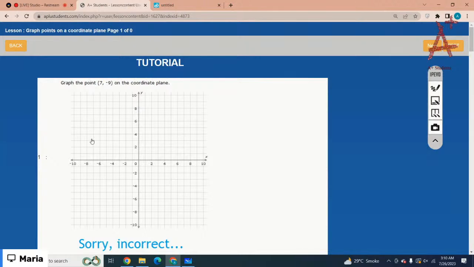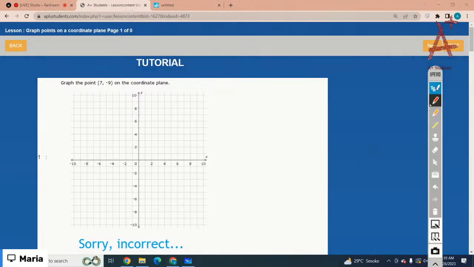Okay, graph the point 7, negative 9 on the coordinate plane. So how do we plot a point on the coordinate plane? The coordinate plane consists of the x-axis and the y-axis. The horizontal axis is always the x-axis and the vertical axis is the y-axis. So just look at the point. The point is 7 and -9. The very important thing: the first one is always the x coordinate and the second one is always the y coordinate.